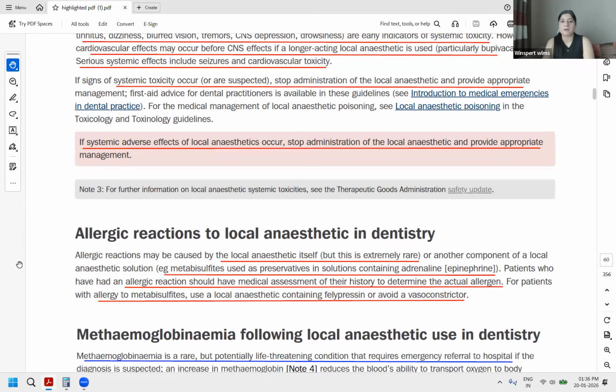As soon as you see the first and the mildest of the systemic signs, which is your CNS effects, you will stop administering LA and provide appropriate management.